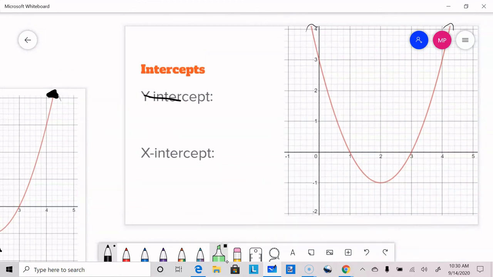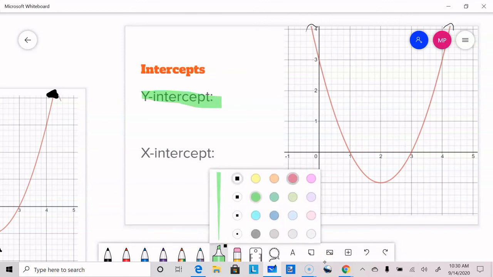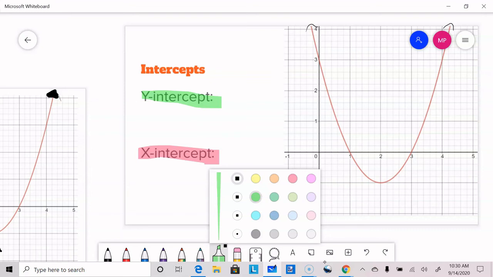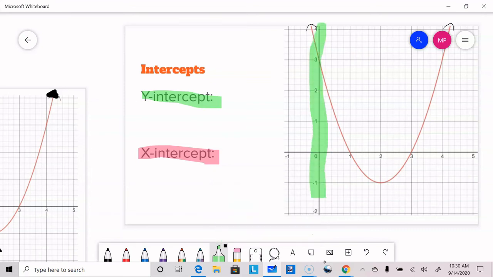So what I'll do is I'll highlight our x and our y so we know what we're looking for. So we'll look at y-intercept first since that's our first one on the list. So we're looking for where it crosses the y-axis. So we're looking for where does it cross that highlighted. And it looks like right about here is where it crosses once.